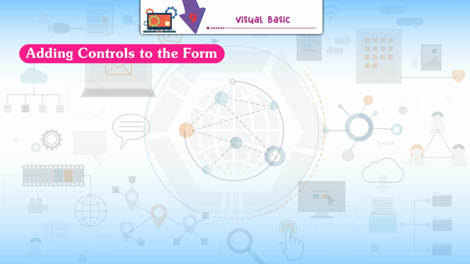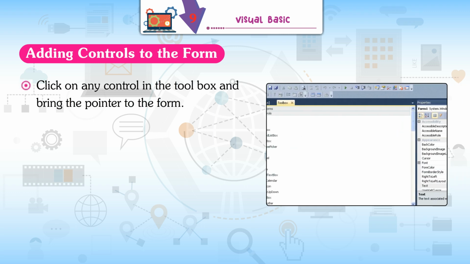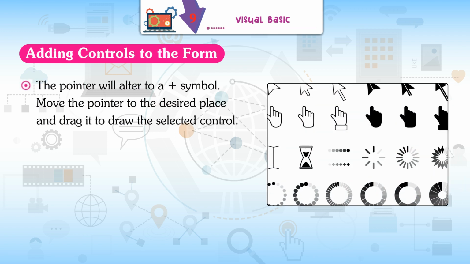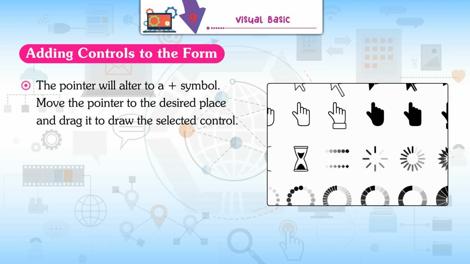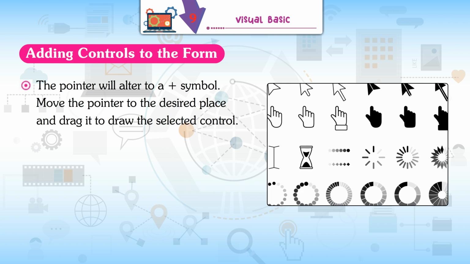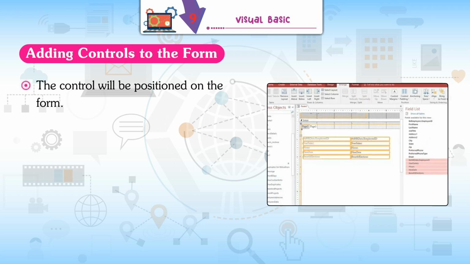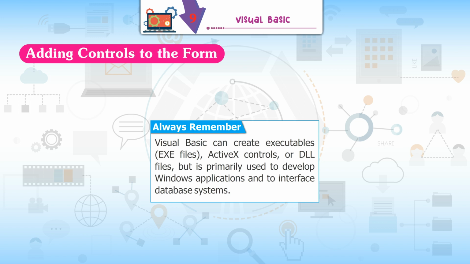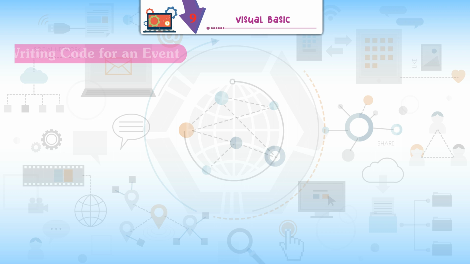Adding controls to the form. Click on any control in the toolbox and bring the pointer to the form. The pointer will change to a plus symbol. Move the pointer to the desired place and drag it to draw the selected control. The control will be positioned on the form. Always remember, Visual Basic can create executables, EXE files, ActiveX controls, or DLL files, but is primarily used to develop Windows applications and to interface database systems.